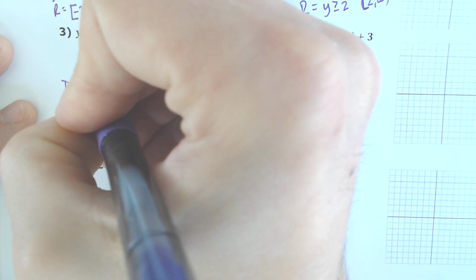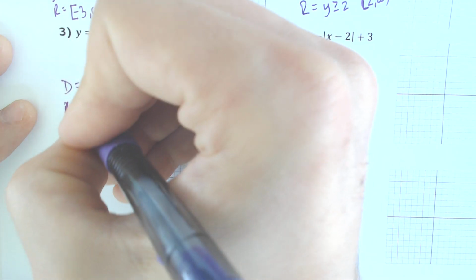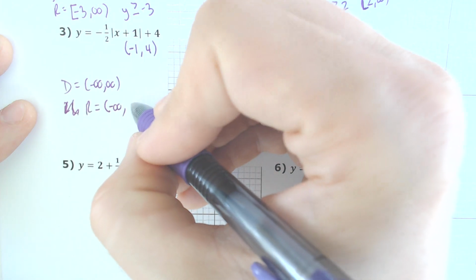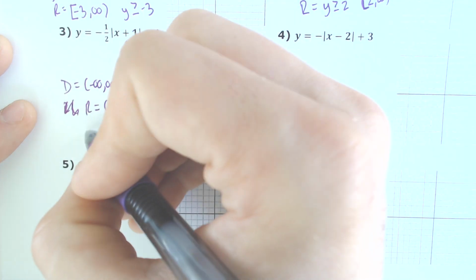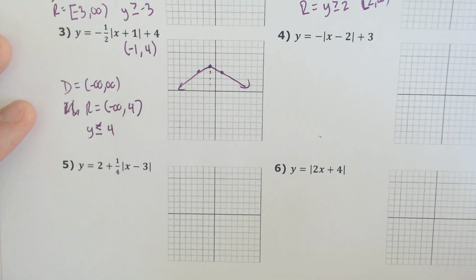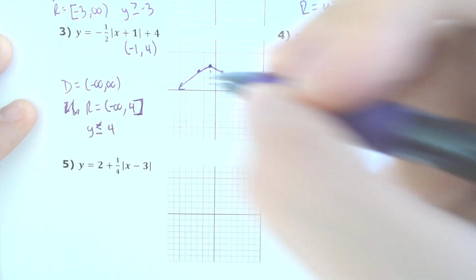Domain is still negative infinity, positive infinity. The range would be going from the depths of the earth, negative infinity, up until you get to 4. Or you could say y is less than or equal to positive 4. That's a bracket. It's an ugly looking bracket.